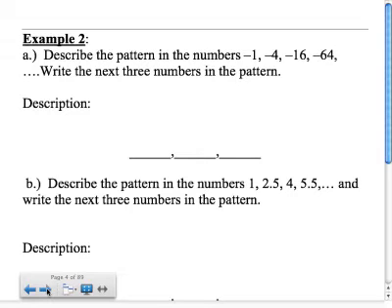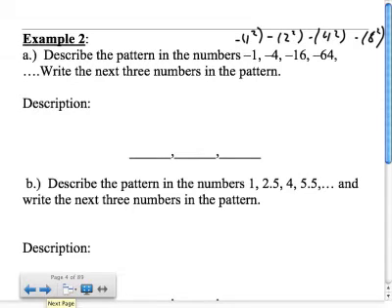Example 2 says describe the pattern in the numbers. Now we're talking numeric patterns. We have -1, -4, -16, -64. Write the next 3 numbers in the pattern. Here's the pattern I notice. This is the opposite of 1 squared. This is the opposite of 2 squared. This is the opposite of 4 squared. And the next one's the opposite of 8 squared.